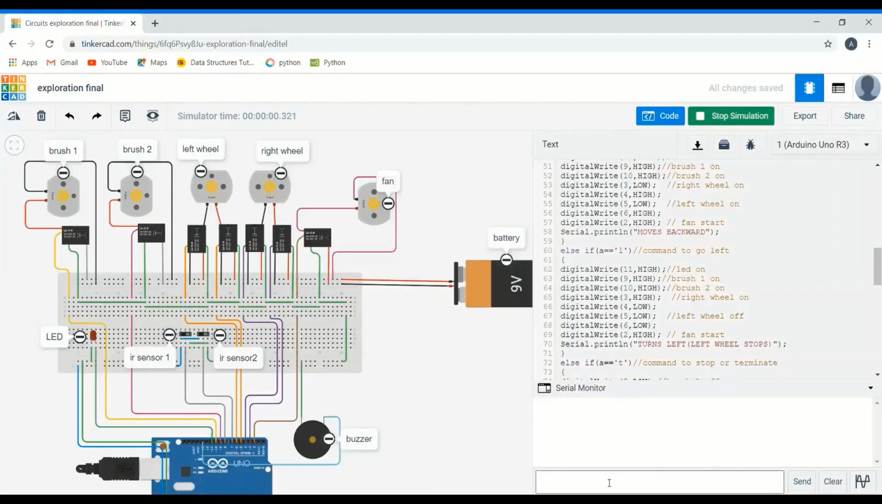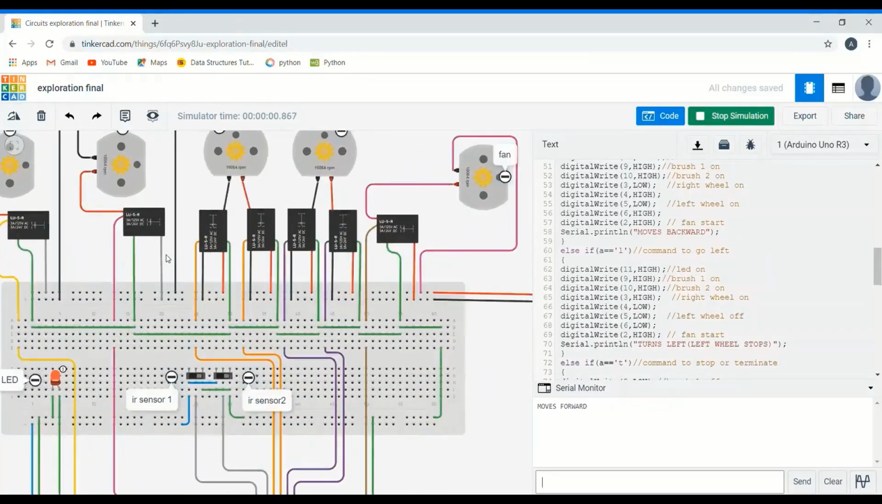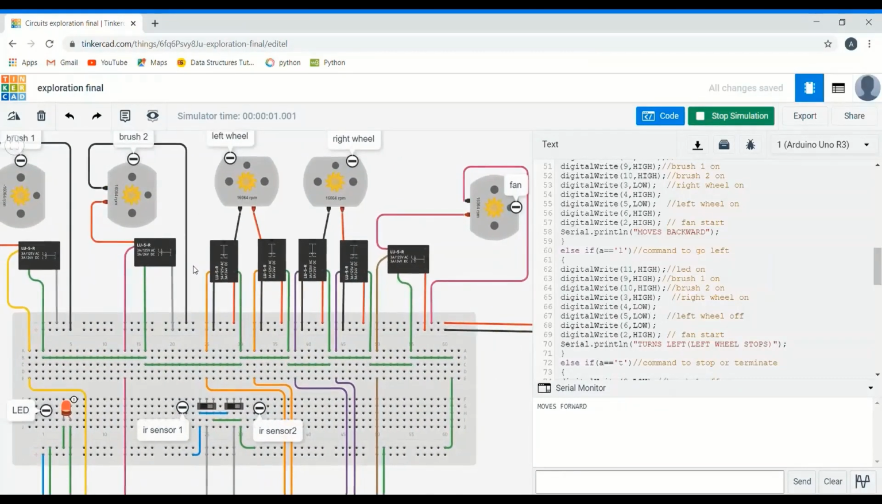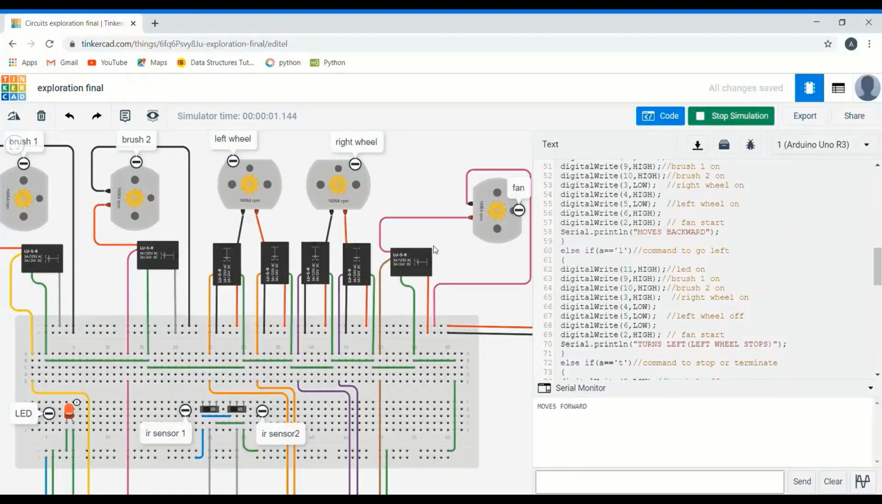When I give the command F, it means that the system should now move forward. As we can see, all the motors have started and the LED is on. When I give the command R, it means that the system should now turn right. That is, the right wheel stops and the left wheel continues.